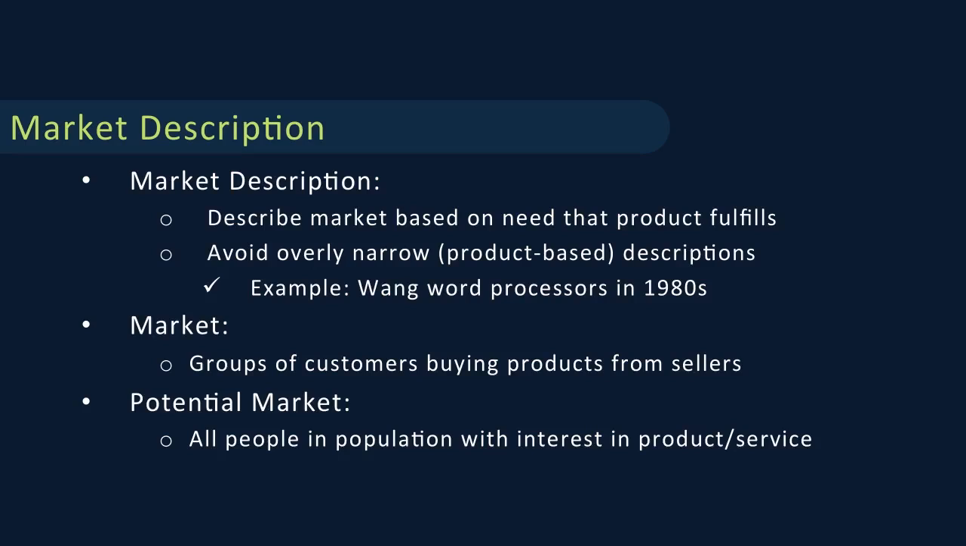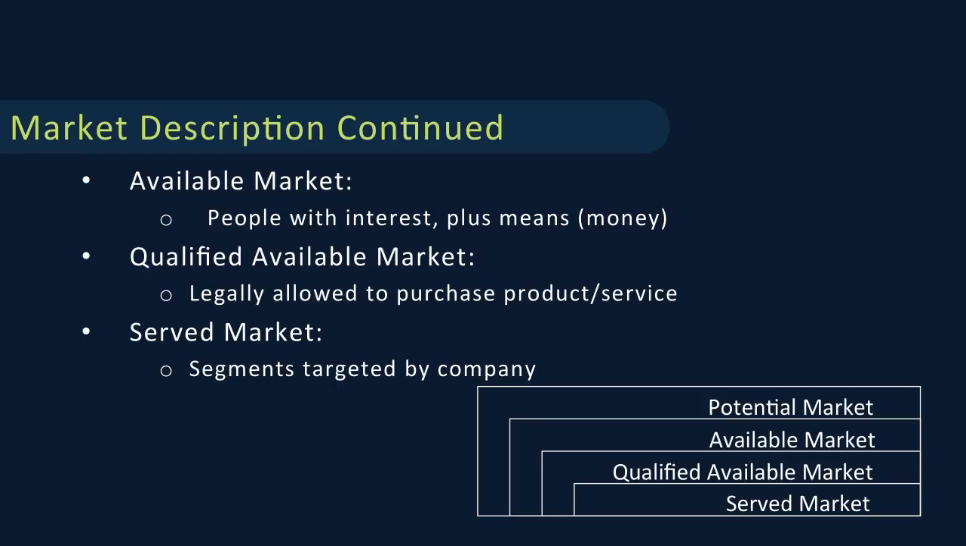We define a potential market as all people in a population with interest in a product or service. We define an available market as people with interest and the means or money to pay. Available market is a much more useful concept than potential market. You might want a Ferrari automobile, but not be able to afford it. You would thus be in the potential market, but not in the available market.